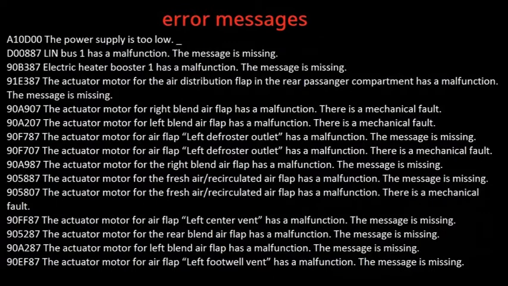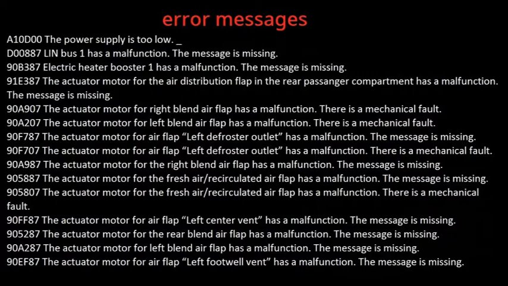91E387: The actuator motor for the air distribution flap in the rear passenger compartment has a malfunction. The message is missing. 90A907: The actuator motor for the right blend air flap has a malfunction. There is a mechanical fault. 90A207: The actuator motor for the left blend air flap has a malfunction. There is a mechanical fault.